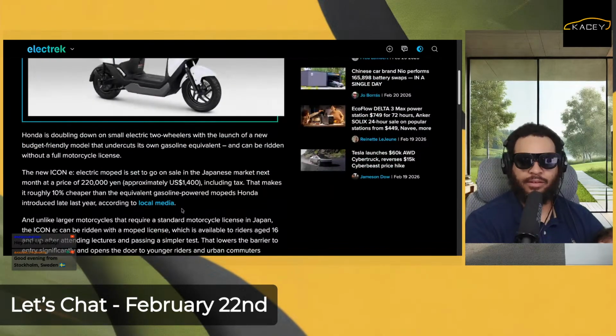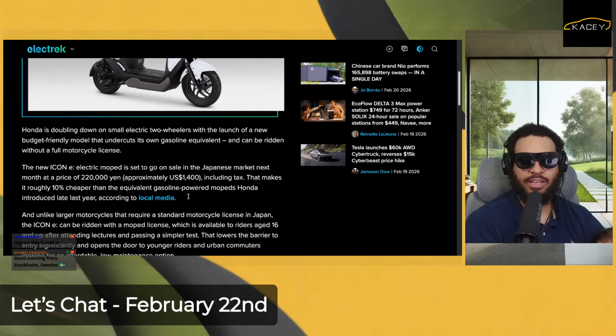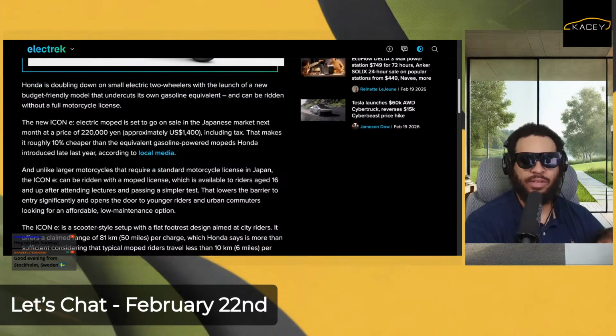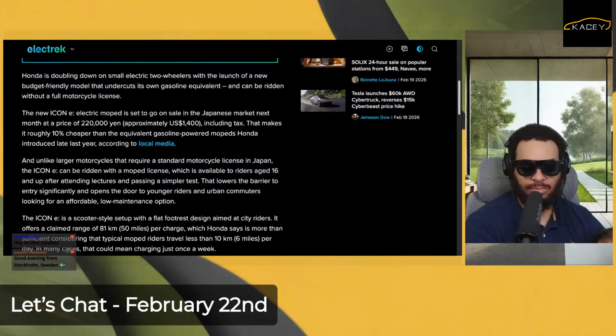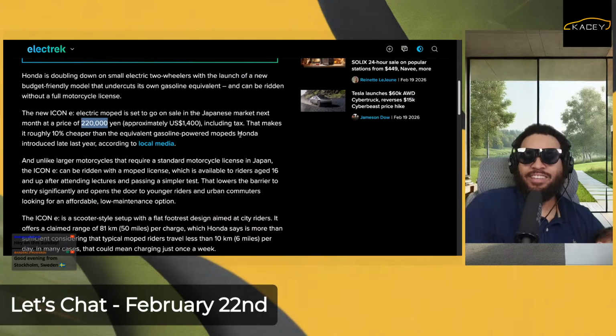Honda's doubling down on the small electric two-wheelers with the launch of a new budget-friendly model that undercuts its own gasoline equivalents and can be ridden without a full motorcycle license because it's a moped. The new Icon E electric moped is set to go on sale in the Japanese market next month at a price of 220,000 yen or $1,400 US, including tax. Oh my goodness. That's cheaper than that bike I told you about last week.